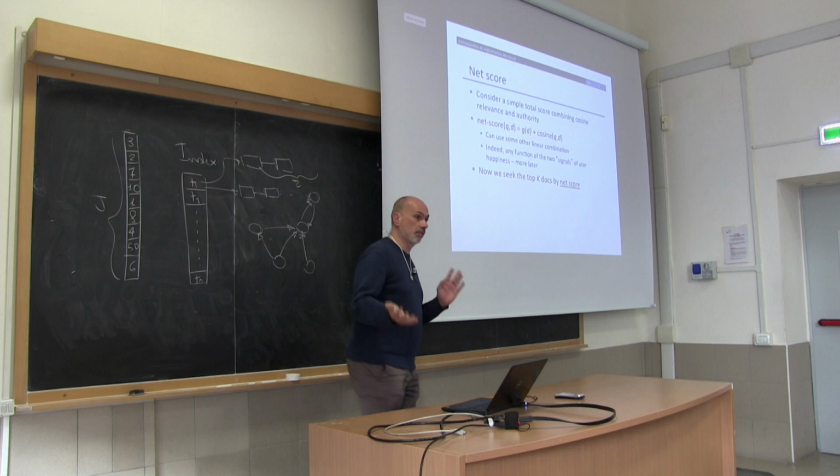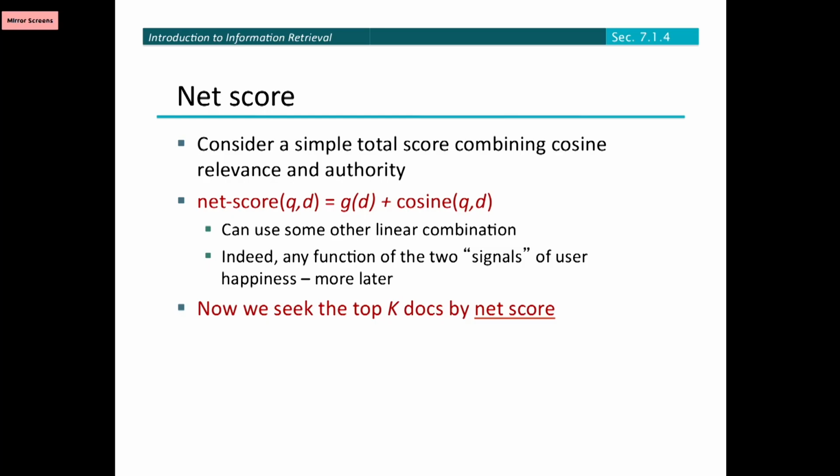So, what is the net score? What does it mean? The overall score, what I was calling f, the function f. The net score is a combination of the query-independent score and the query-dependent one. How do you put them together? This is a nice question. So, the stupid way.